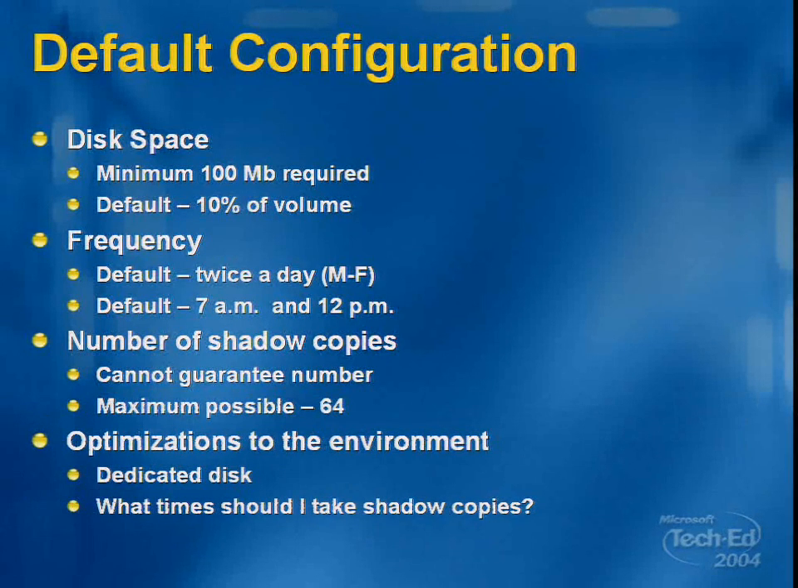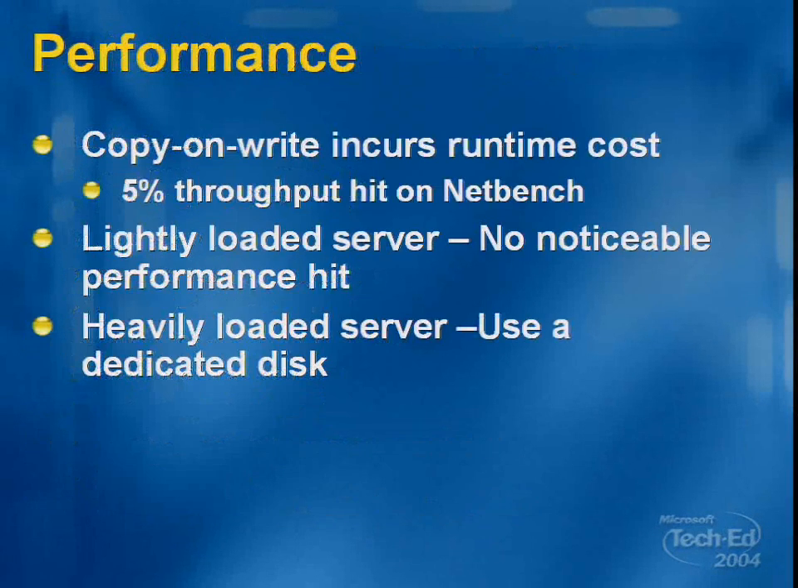Now, it just so happens that if this is not a heavily loaded server, or actually, even if it is fairly heavily loaded, depending upon your RAID configuration, when we did performance testing on NetBench with shadow copies enabled, it took about a 5% throughput hit. And that was not having a dedicated disk, but this was a RAID configuration where we had 4 spindles available for us to do I/O.